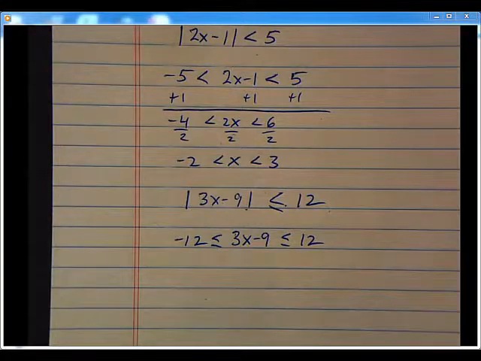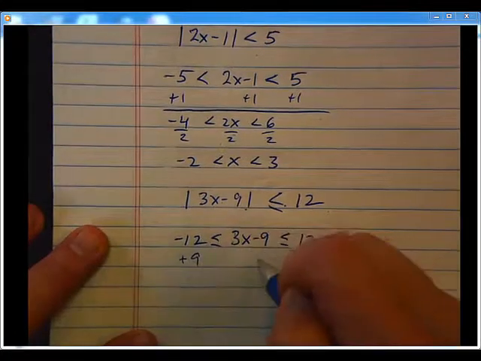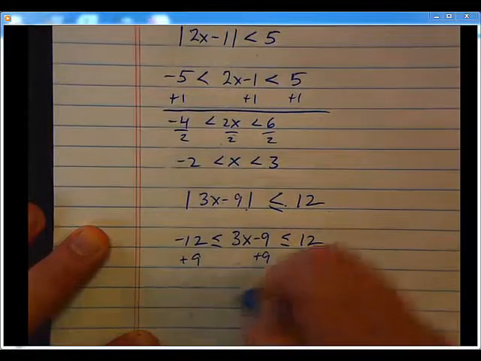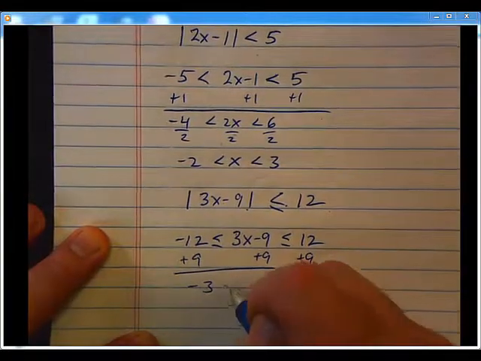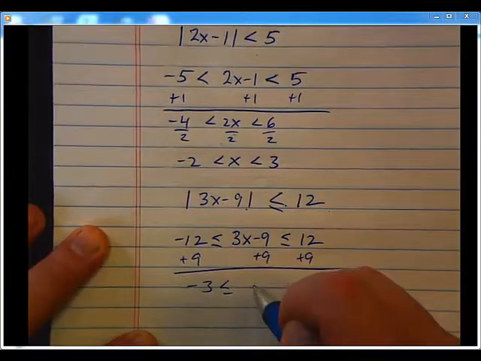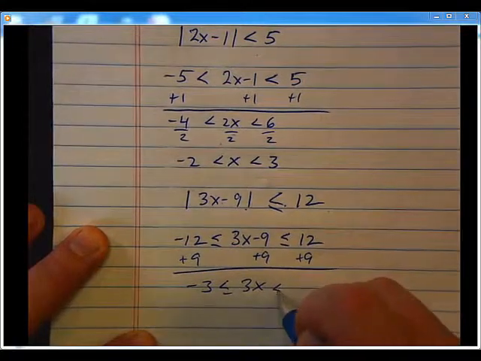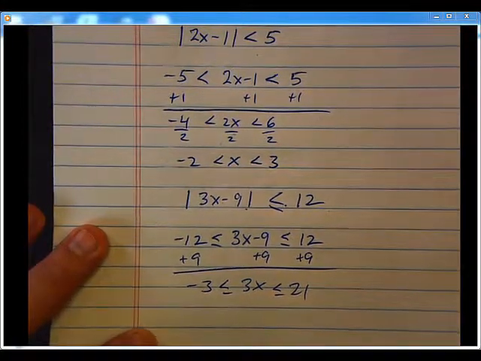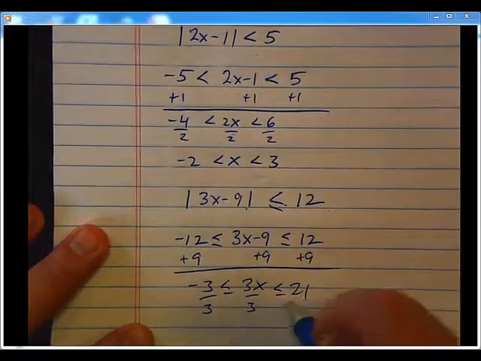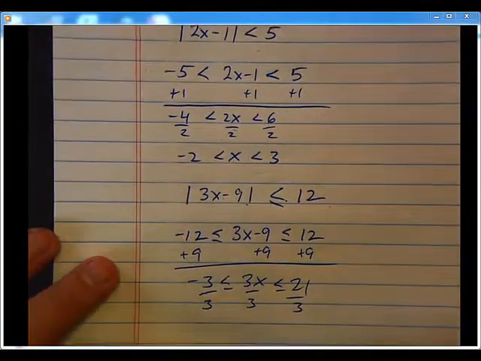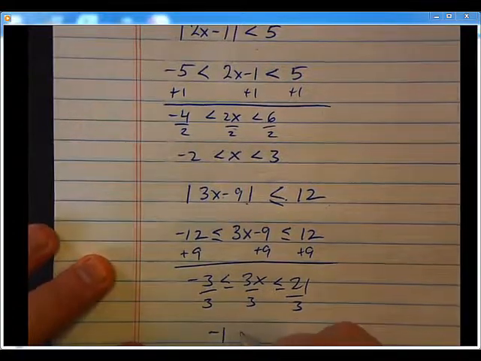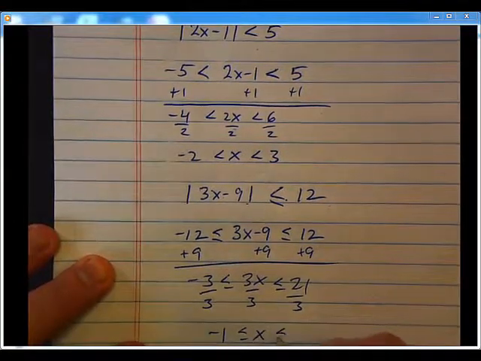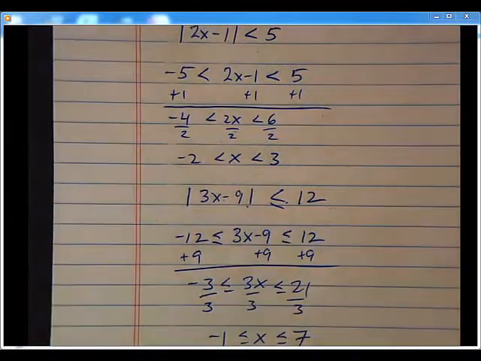From there, pretty standard. We've solved a bunch of these now. We should be able to do it pretty quickly, pretty easily. We add 9 to all the spots. -3 less than or equal to 3x less than or equal to 21. Divide everything by the number 3. And we get -1 less than or equal to x less than or equal to 7.